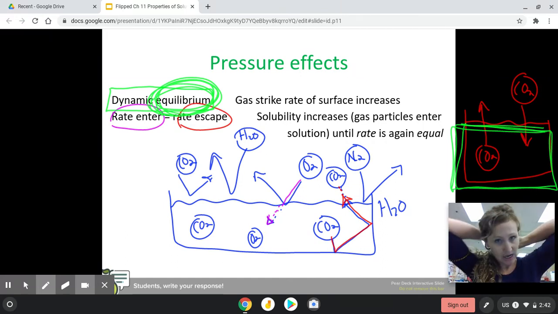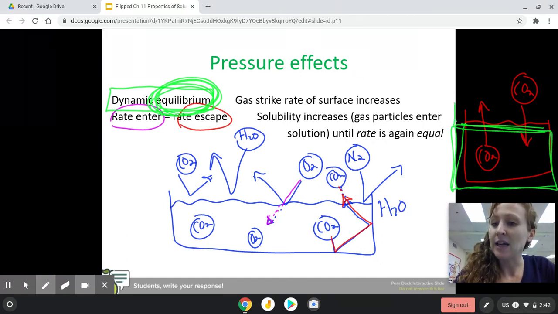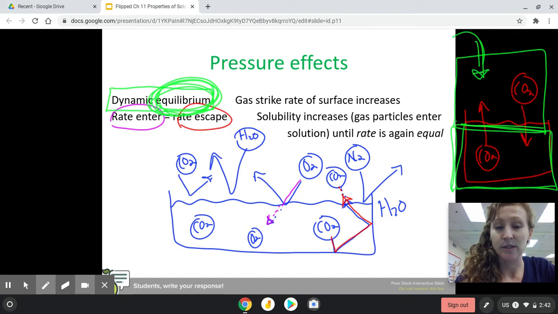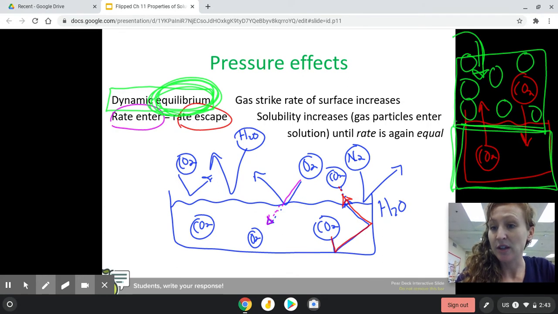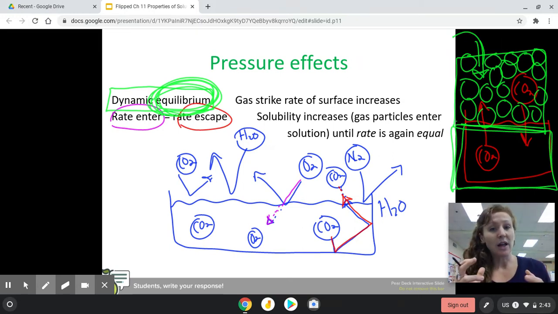We could pressurize this by, let's say, closing the container and then pumping in more gas molecules. We could just pump in a whole bunch of carbon dioxide molecules so that there's hardly any space above this solution anymore. And when we have so many molecules in there, the rate of molecules hitting the surface is going to go up. Lots of molecules there, lots of things hitting the surface.